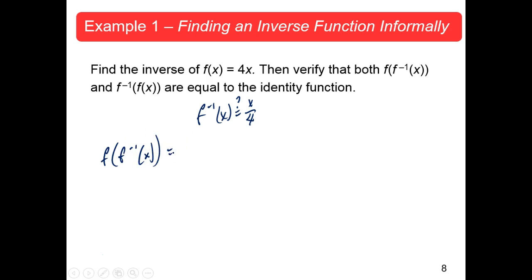Okay. What do you plug in first? Inner. And what was our f inverse? x over 4. Okay, and then you operate on that with the f function. The f function says start with the number 4 and then multiply it by what's inside the parentheses. And that is x over 4, and 4 times x over 4 is indeed x. Yes, we're halfway there.